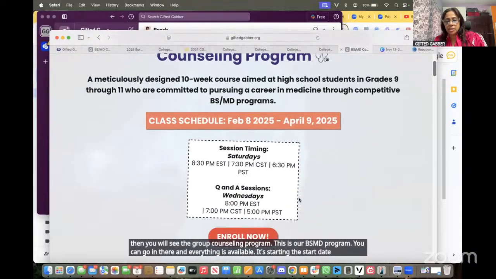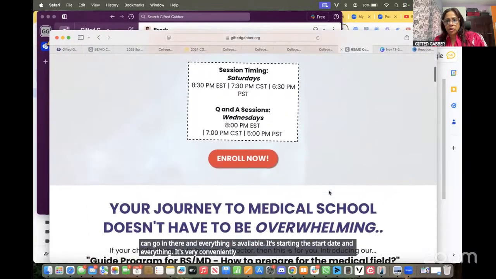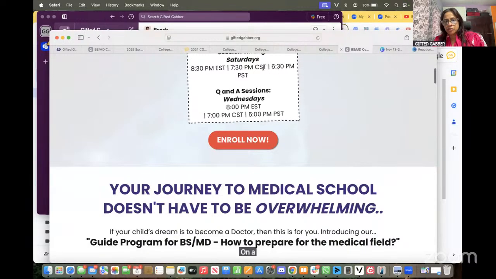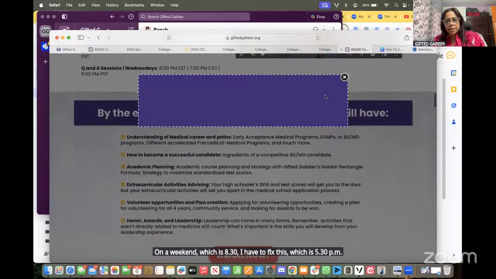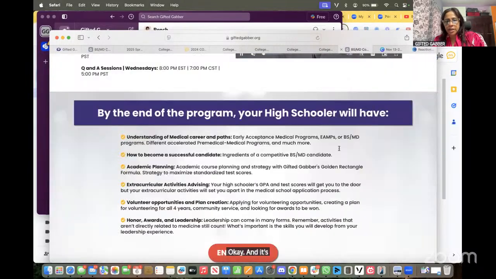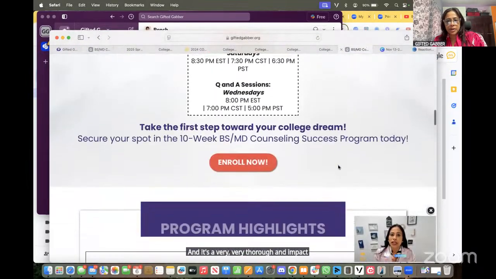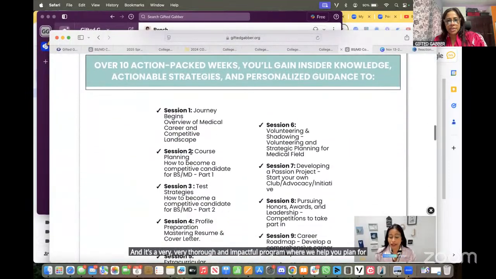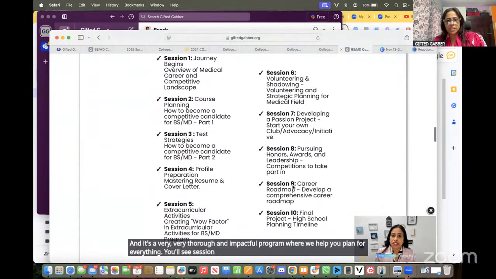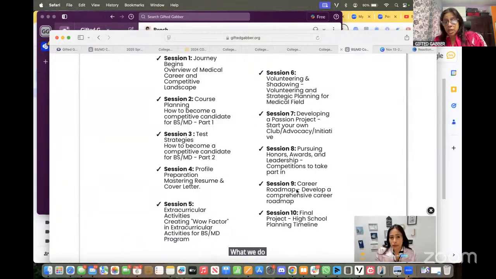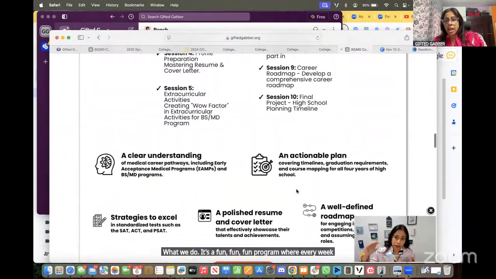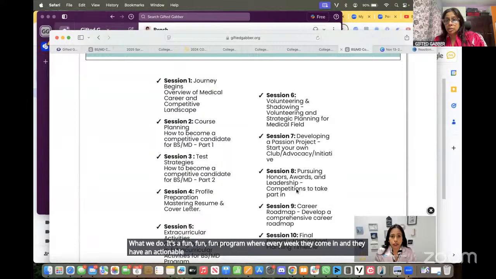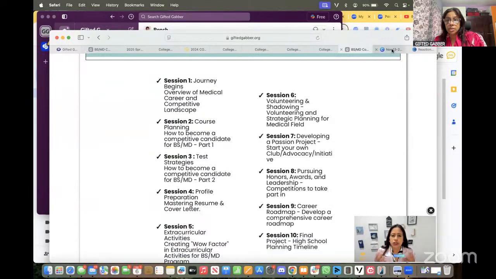It's very conveniently on a weekend, which is 8:30. I have to fix this, which is 5:30 p.m. Okay, and it's a very, very thorough and impactful program where we help you plan for everything. You'll see session by session what are the details that are available here, what we do. It's a fun program where every week they come in and they have an actionable plan to do that. So that is how this is built.